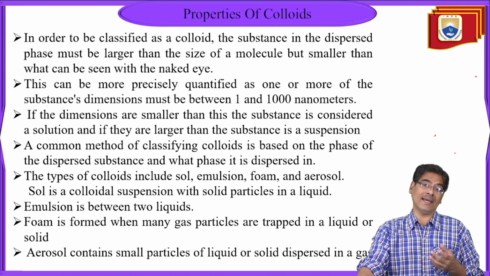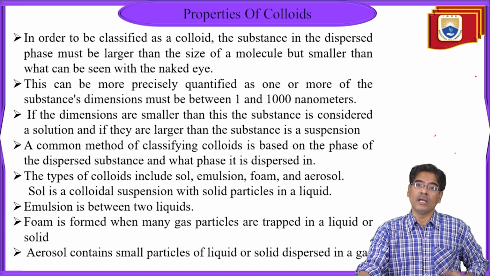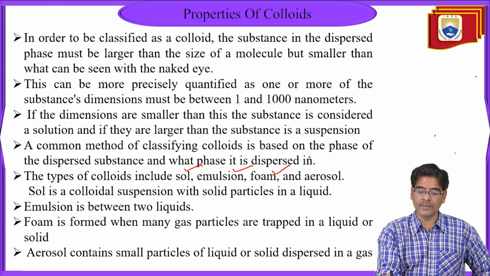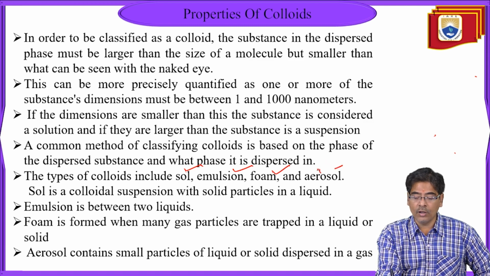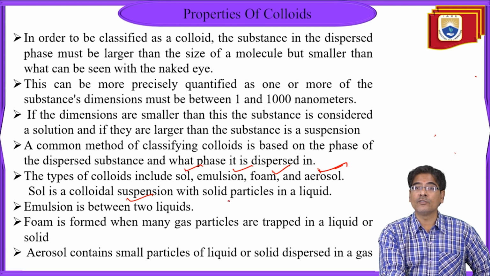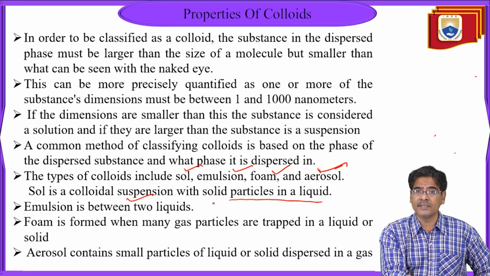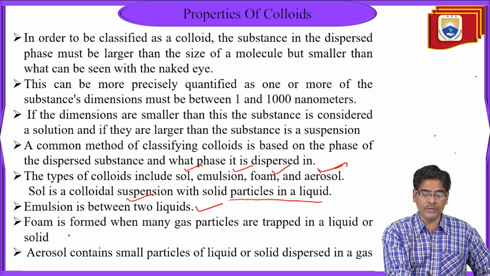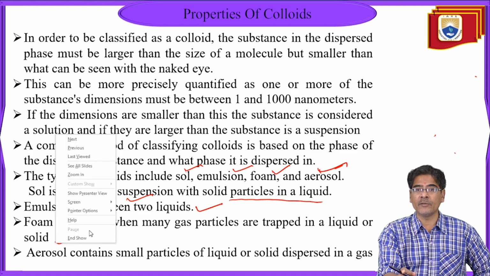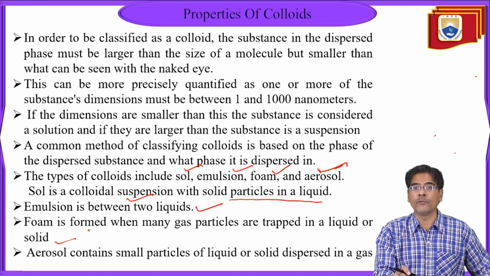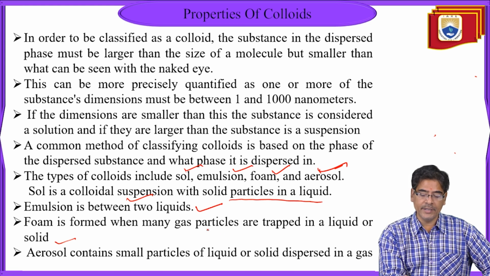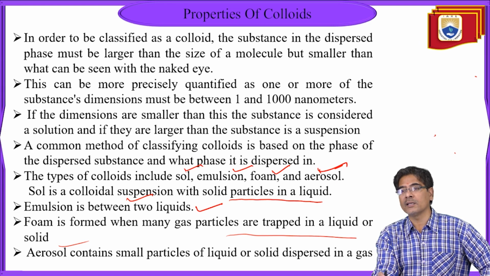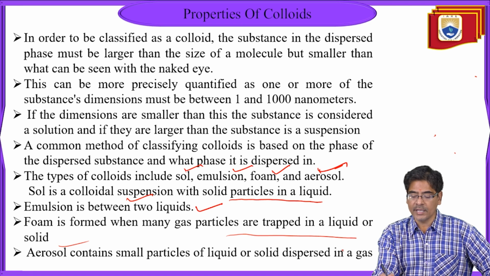Right. So there are different types of colloids, as we have seen. Those include the sol, the emulsion, the foam, and the aerosols. Sol is a colloidal suspension with solid particles in liquid. Emulsion is between two liquids. Foam is formed when many gas particles are trapped in a liquid or solid. Aerosol contains small particles of liquid or solid dispersed in a gas.